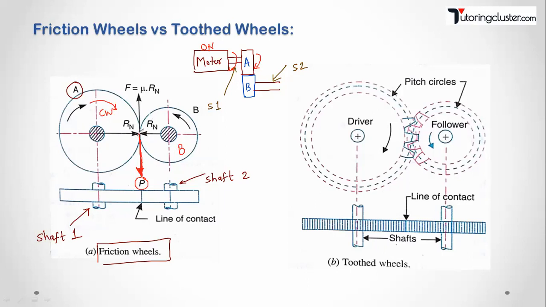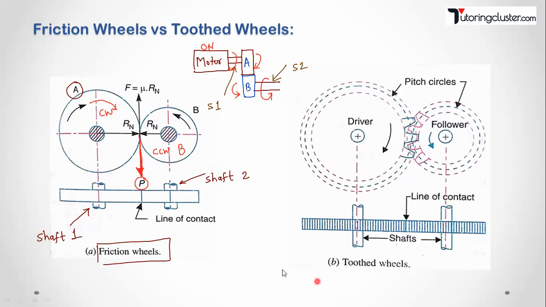That means it is going to force this disc B to rotate. So that's why this disc B is going to rotate in counterclockwise direction. Now this disc B is mounted on shaft number 2. So that's why this shaft is also going to get rotated. So this is how the motion is getting transferred from motor to disc A to disc B and then to shaft number 2. Is it clear?